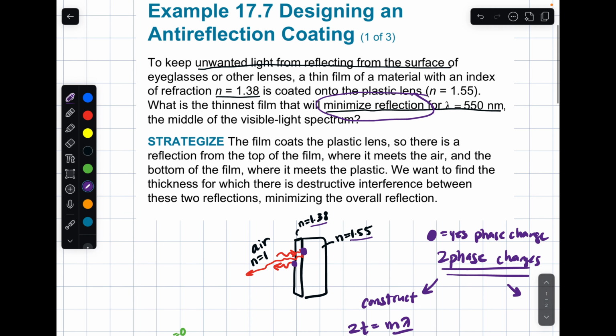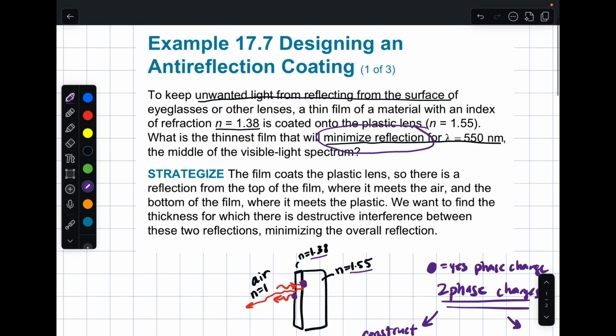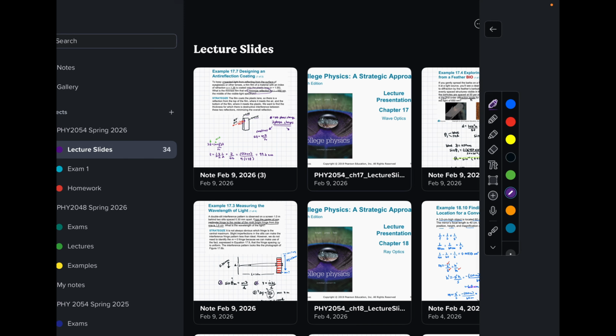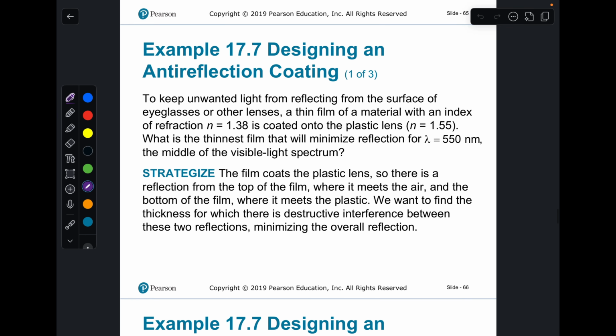This is a very similar type of question that would show up on the exam. Very similar. Put a star.